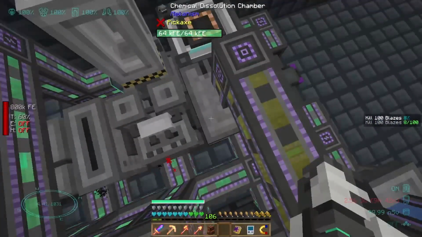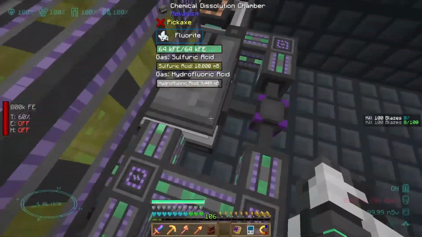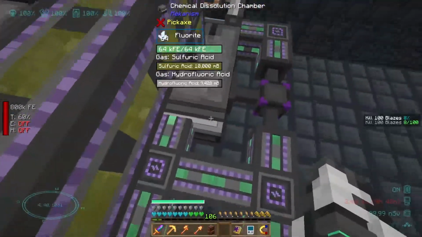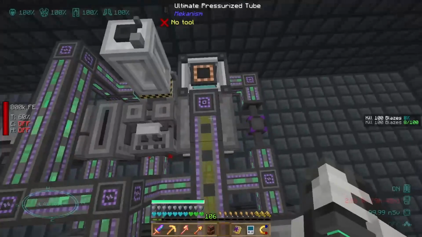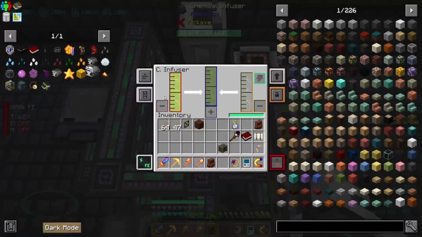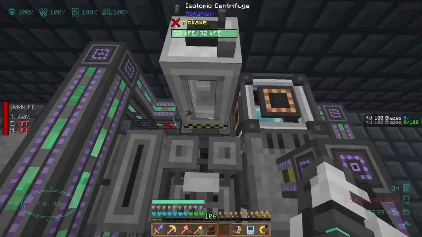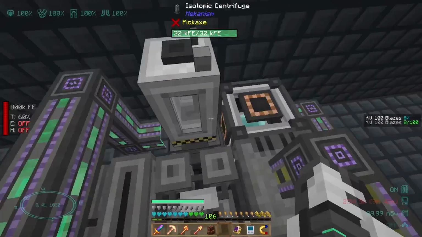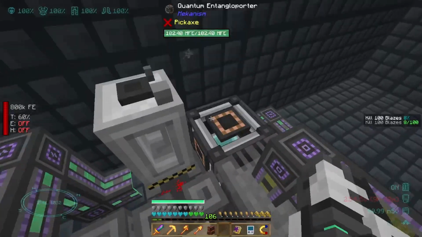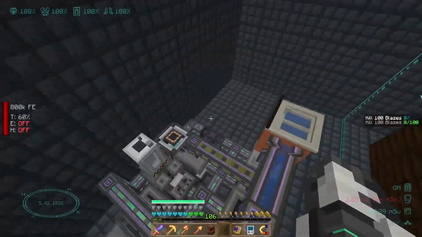And then this chemical dissolution chamber is accepting the sulfuric acid from the top and energy from currently two different sides. Its output is going into the chemical infuser, and then it's combining those two outputs into uranium hexafluoride, which is then being output into the isotopic centrifuge. The isotopic centrifuge is attached to this quantum entangler, and the entangler is what is being used in the actual reactor setup.